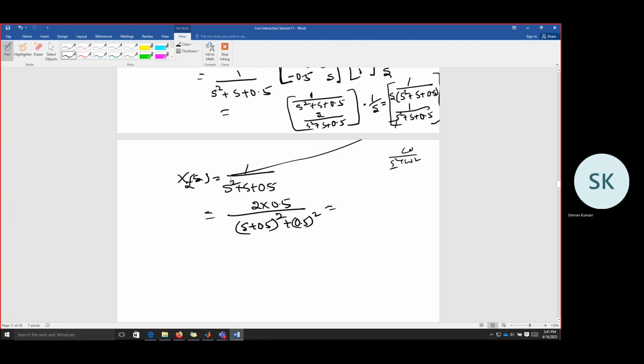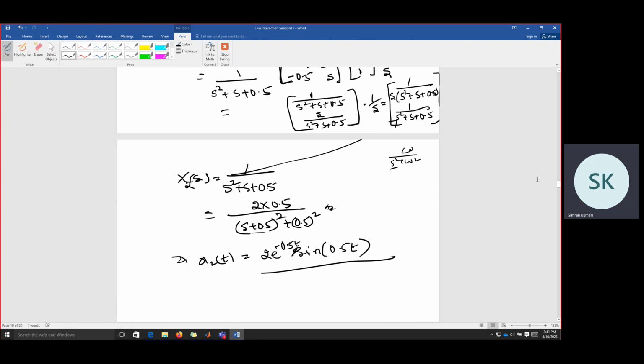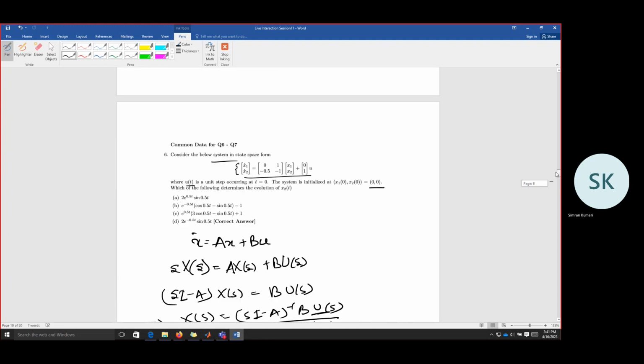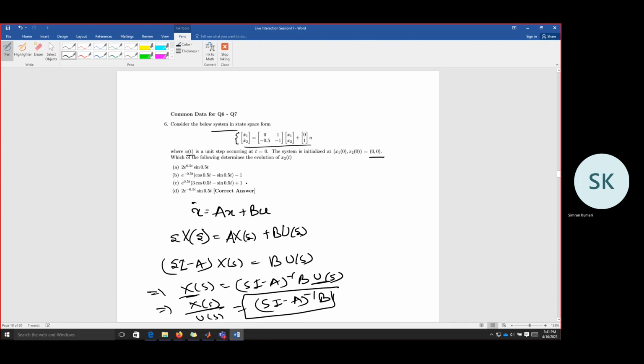So this implies x2(t) will be what? 2 e to the power minus 0.5t, because of this one, and sine 0.5t. So this is the response x2(t). So this is the answer.